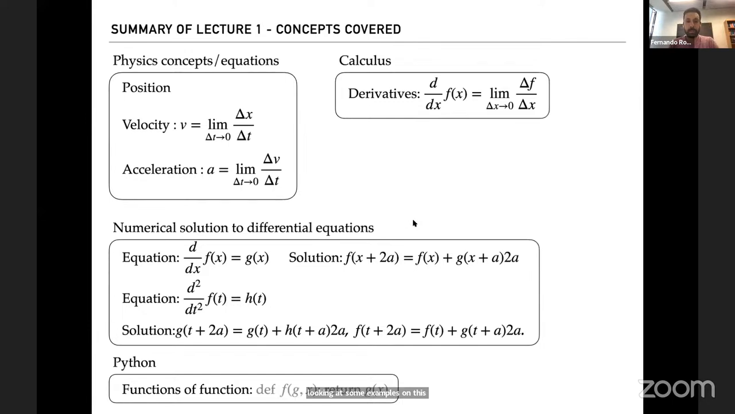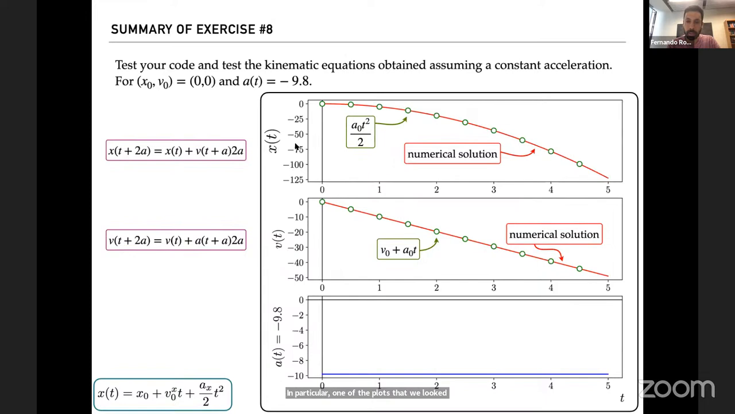In particular, one of the plots that we looked at on Tuesday was of this form. We started with an exercise where some initial position and velocity was given for some projectile, with some particular value of the acceleration, like this one, minus 9.8, which is that of gravity on the surface of Earth, in meters per second squared. So if we have a constant acceleration, that leads to a velocity that increases linearly. We know the analytic solution of this, which is given by these green circles, but we also know the numerical solution, which we can obtain in this form by iterating this equation here.